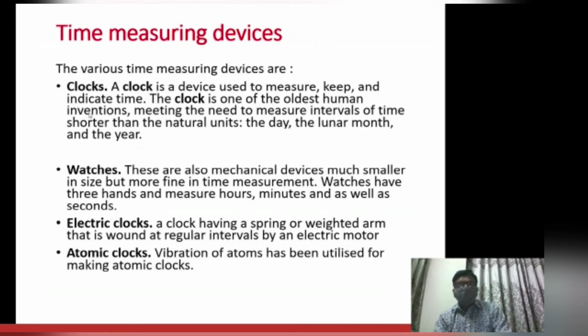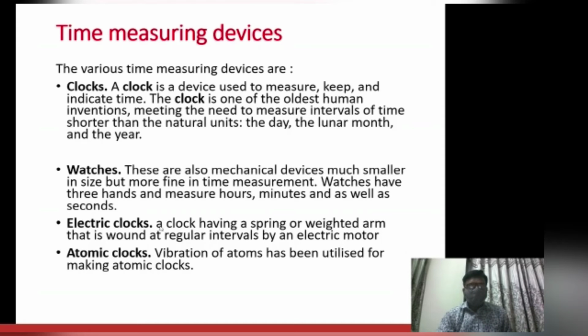Time measuring devices. Number 1, clocks, watches, electric clocks. Clocks, a clock is a device used to measure, keep and indicate time. The clock is one of the oldest human inventions, meeting the need to measure intervals of time. Watches, these are also mechanical devices, much smaller in size but more fine in time. Watches have 3 hands and measure hours, minutes as well as seconds.